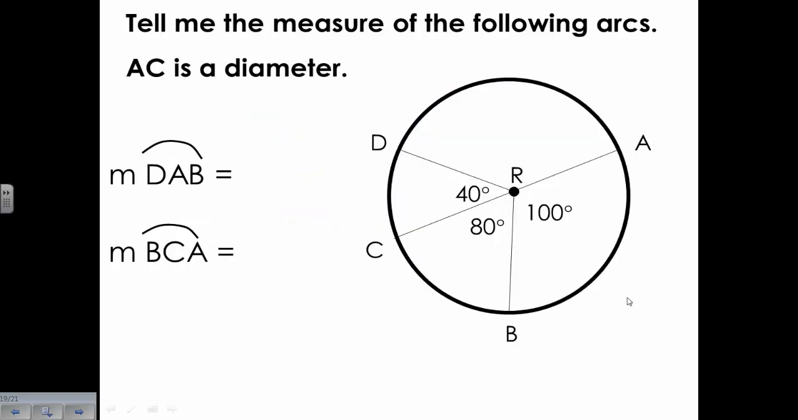AC is a diameter. We're going to find the measure of DAB. DAB, we're going to go around the circle. Now I'm missing an amount here, so we can find the missing one by adding these up and subtracting from 360. Or there's another way to work the problem. To get DAB, we can take 40 and 80, which gives us 120, and subtract that from 360.